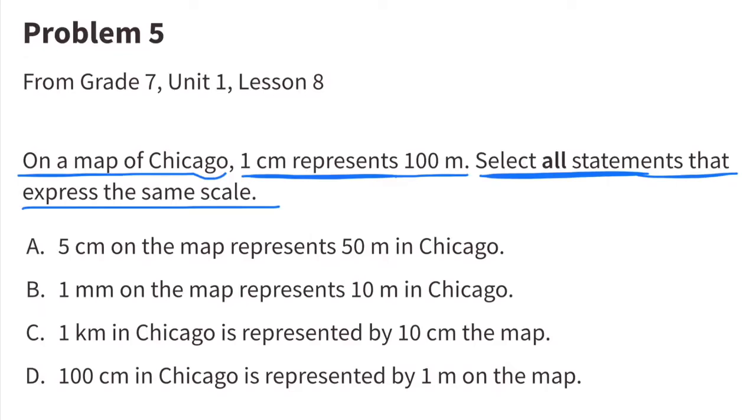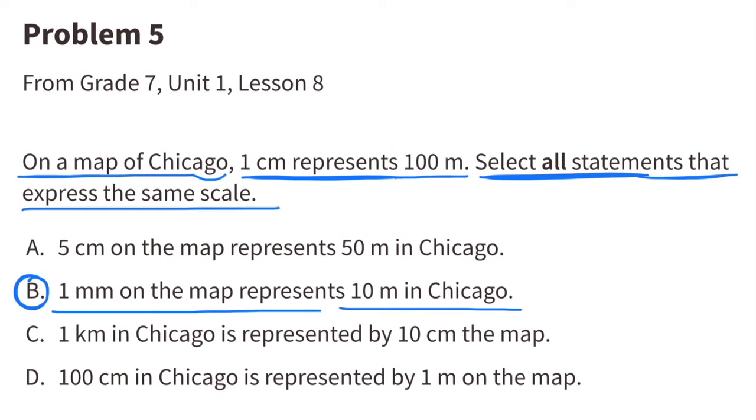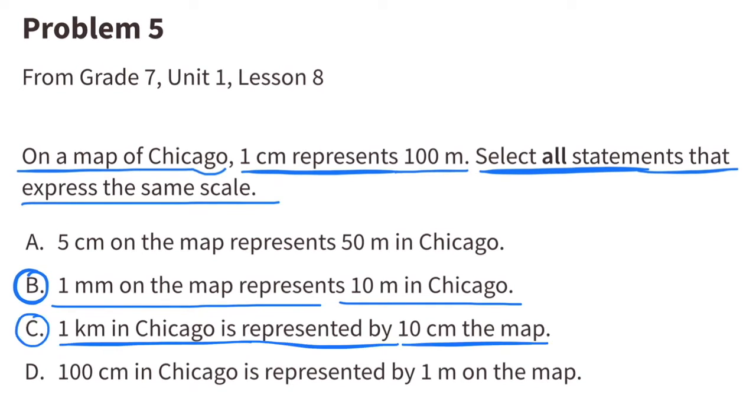Number 5. On a map of Chicago, 1 centimeter represents 100 meters. Select all statements that express the same scale. B represents the same scale because 1 centimeter divided by 10 equals 1 millimeter, and 100 meters divided by 10 equals 10 meters. C represents the same scale because 1 centimeter times 10 equals 10 centimeters, and 100 meters times 10 equals 1 kilometer.